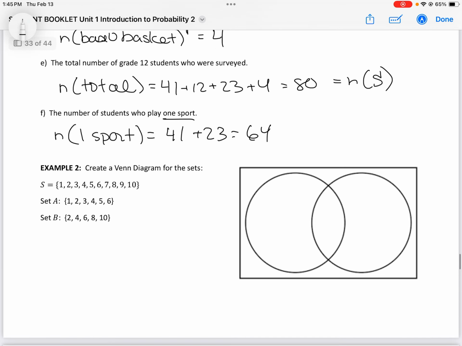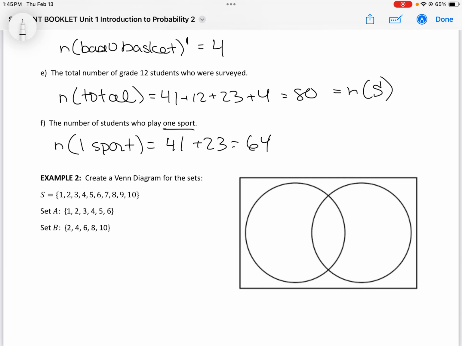Okay. So let's go ahead and create a Venn diagram for these sets. So the universal set is 1 to 10, and that's going to be the entire box. So let's go ahead and fill in set A. We'll label this circle A, this circle B. Okay. What we want to do is go inside out. So first we're going to fill in this intersection. So both of these have a 2, both of them have a 4, and both of them have a 6. So 2, 4, 6.